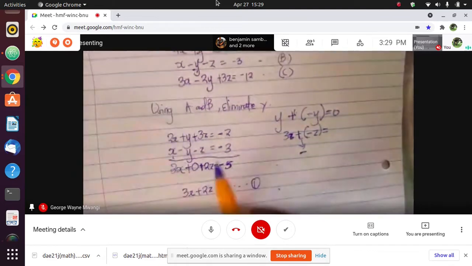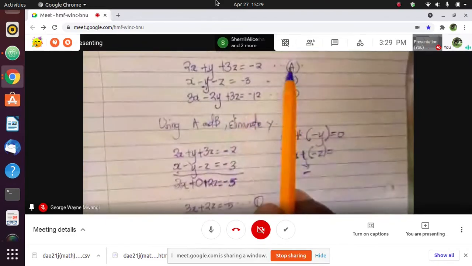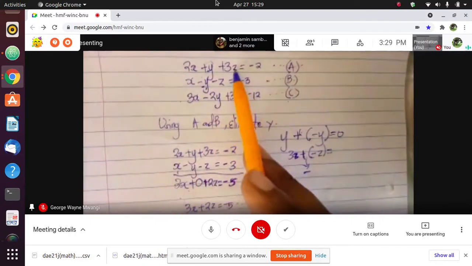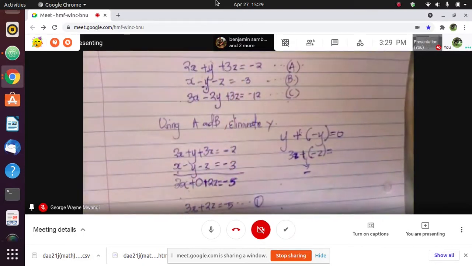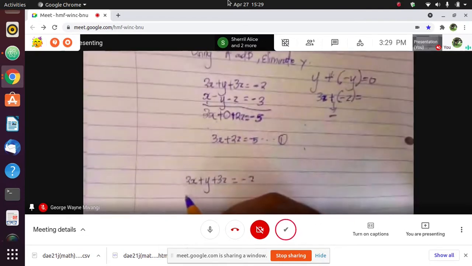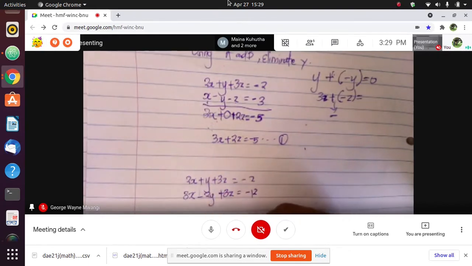Now let us use now A and C to eliminate y. We'll use the equation A and C to eliminate the variable y. So 2x plus y plus 3z is equals to negative 2. And equation C is 3x minus 2y plus 3z is equals to negative 12. Now, how are we going to eliminate y in this case? These coefficients are not the same. This coefficient is 1 and this is 2.